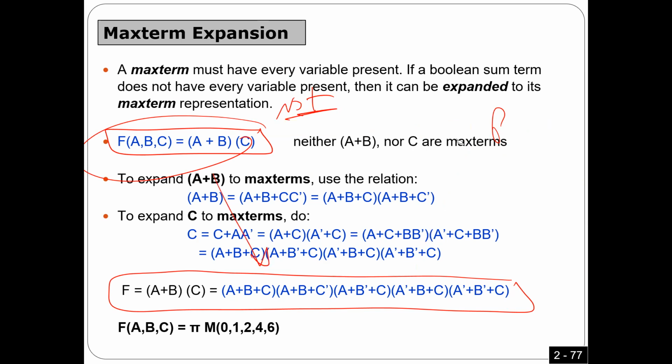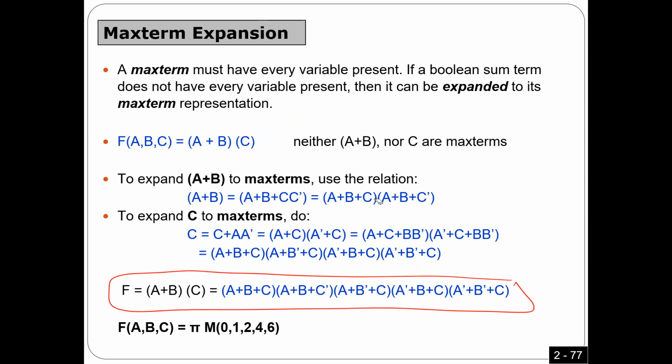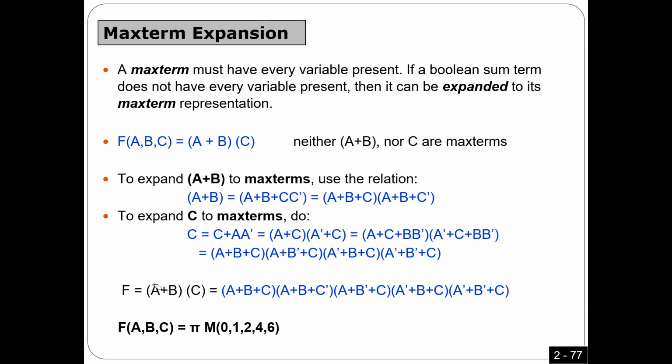So now the question, similar to what I did before, is: given this one, how can I expand this one here? Again, I'm going to do a trick. Look here. This is AB. What is missing? C is missing. So I'm going to do it this way.